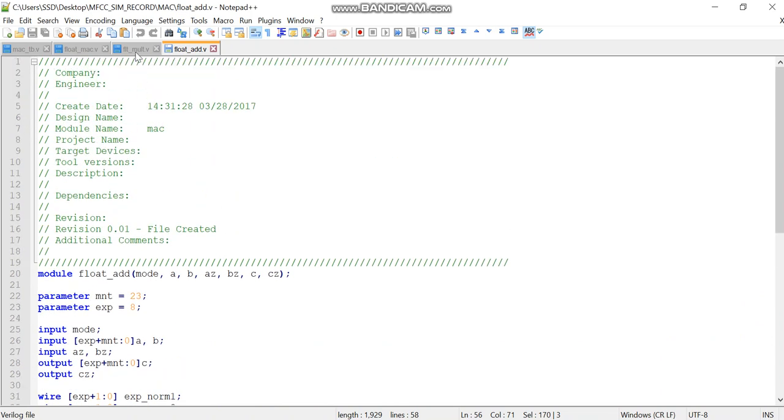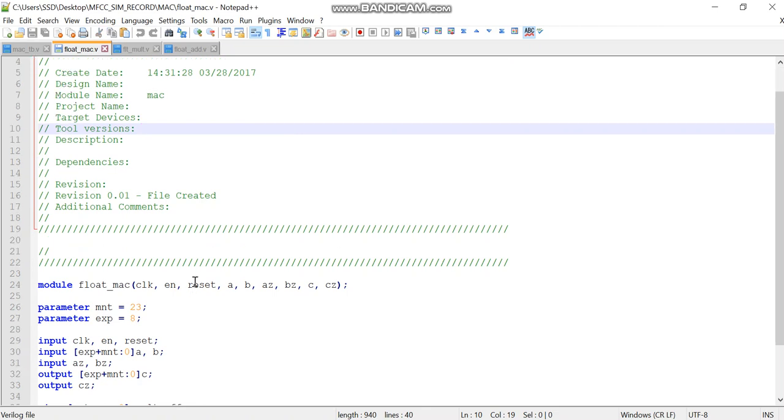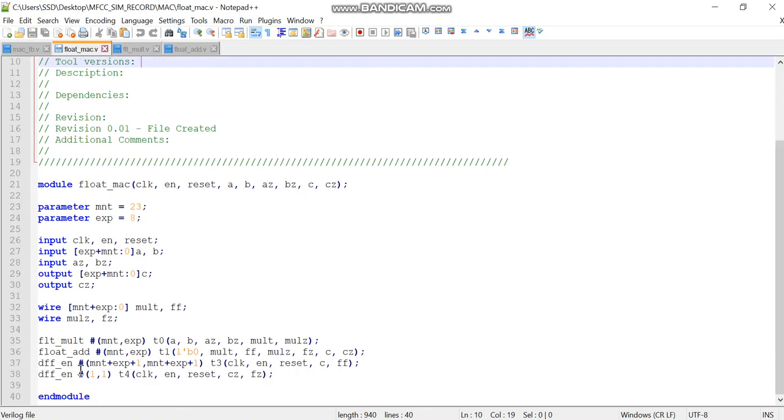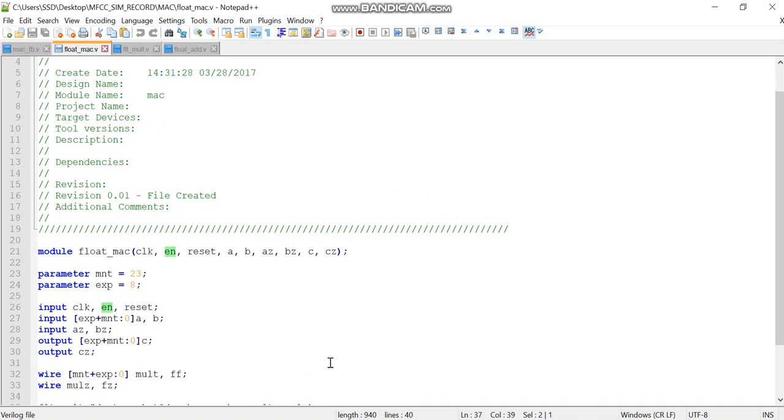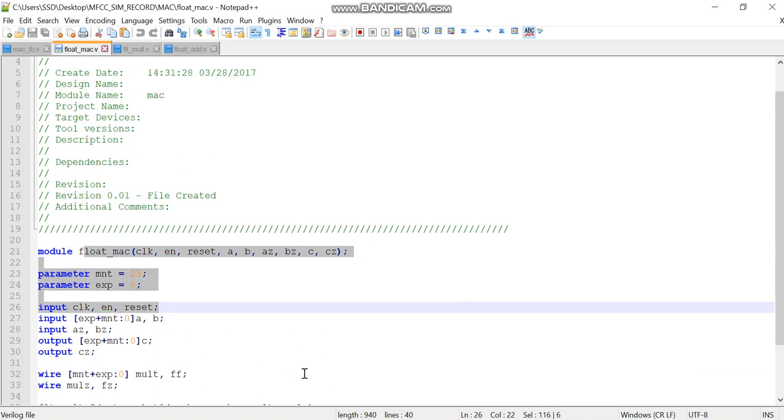So utilizing all the modules called floating point multiplier, floating point adder and D flip-flop. This D flip-flop is also given an enable signal, where you have one clock, enable, reset condition, and the input and the output. Based on these modules, the floating point MAC is designed.